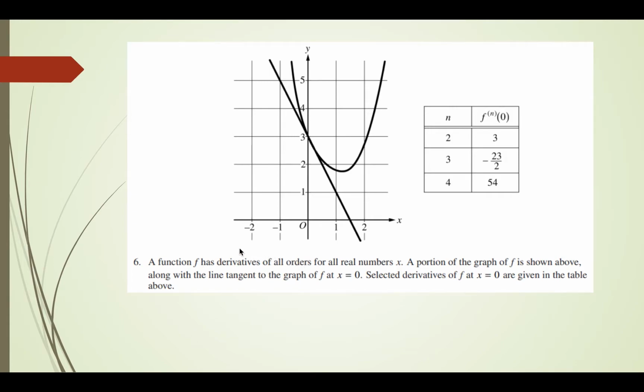And so it says it shows a portion of the graph above along with the tangent line, which is this straight line here. And it's at x equals 0, which just means when they created it, the tangent line touched the graph f at x equals 0. And selected derivatives of the function are given over here. And that's really important, obviously, because we don't have an actual function for f, which means we can't take the derivatives ourselves. And so they were kind enough to give us some derivatives in this chart.